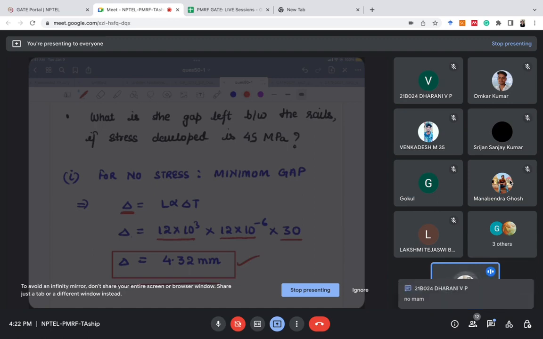If for no stress, that is right, because for no stress the minimum gap is 4.32 mm. If we provide more than this, then there will be no problem, but the problem will arise when the gap we provide is less than this. In the second part, it is given that stress is developing, that is 45 MPa stress is there. So definitely we would have provided a gap lesser than 4.32 mm. So they are asking what is that gap such that the stress developed is 45 MPa?